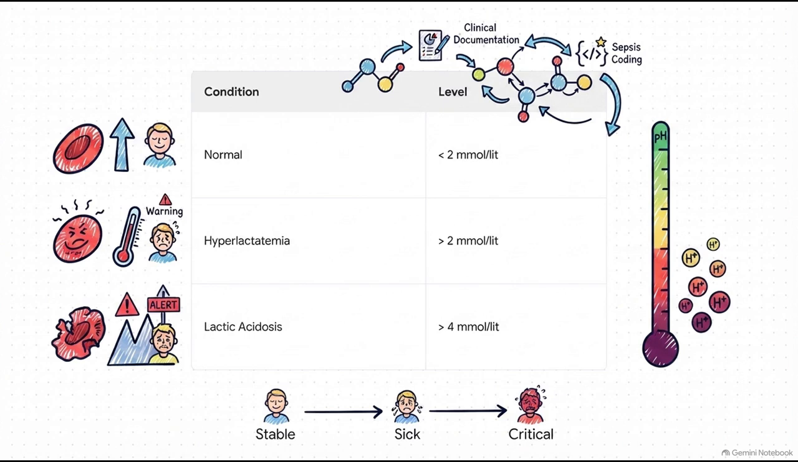But when that level surges past 4 millimoles per liter, we're suddenly looking at lactic acidosis, a dangerously acidic state that indicates severe metabolic distress and profound tissue hypoperfusion. These aren't just arbitrary numbers. They are the precise clinical boundaries between a stable patient, a sick patient, and a critical patient.